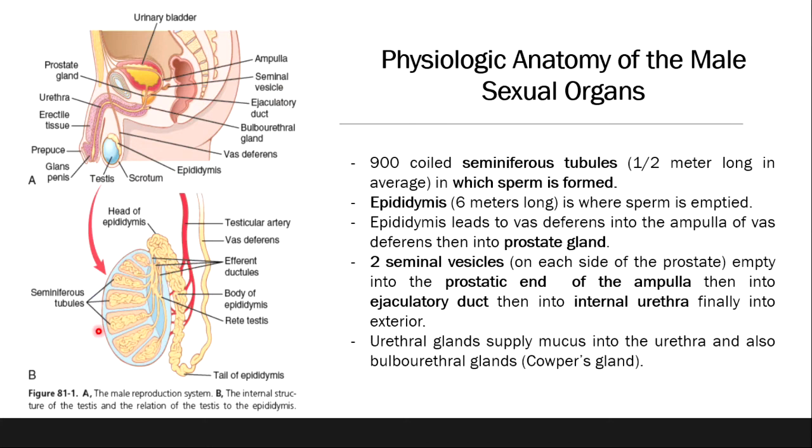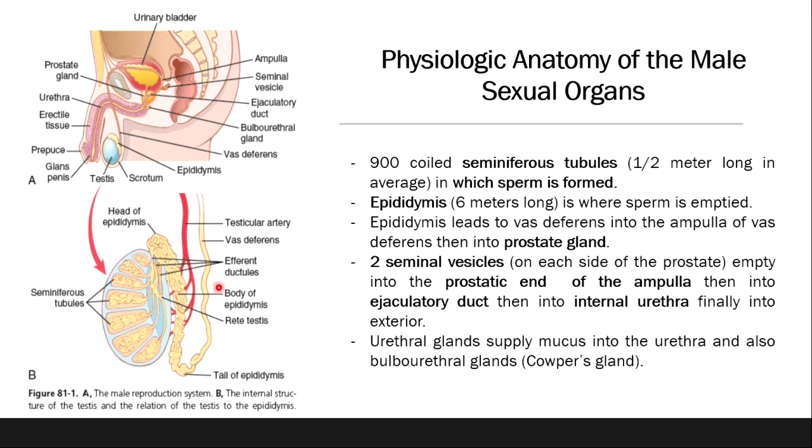Okay, and then itong figure B na to, ito yung zoom version ng testis natin. So as you can see, the testis is composed of different seminiferous tubules. Okay, so dyan, inside sa loob ng mga tubules na yan, dyan na-form yung sperm natin. And then also, sa anatomy, makikita nyo, may 3 parts yung epididymis natin. We have head, may body, saka may tail. Okay? Then, from the seminiferous tubules, may mga ducts papuntang epididymis, tinatawag yung rete testis.